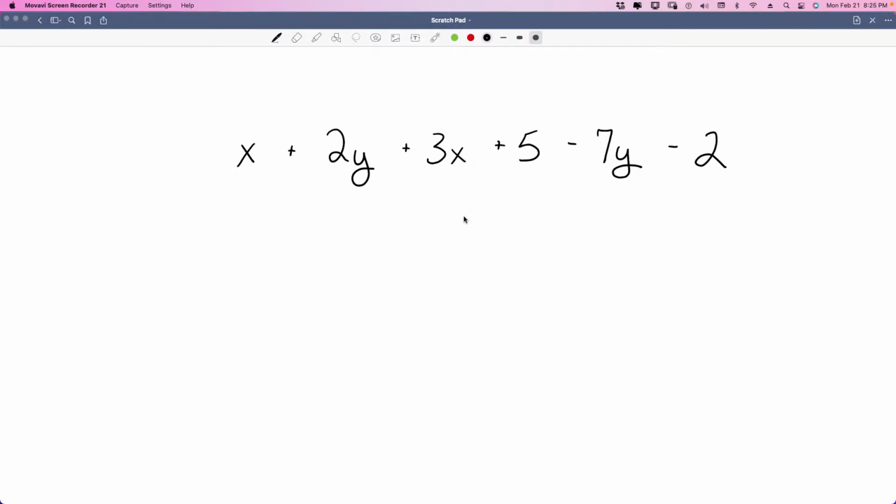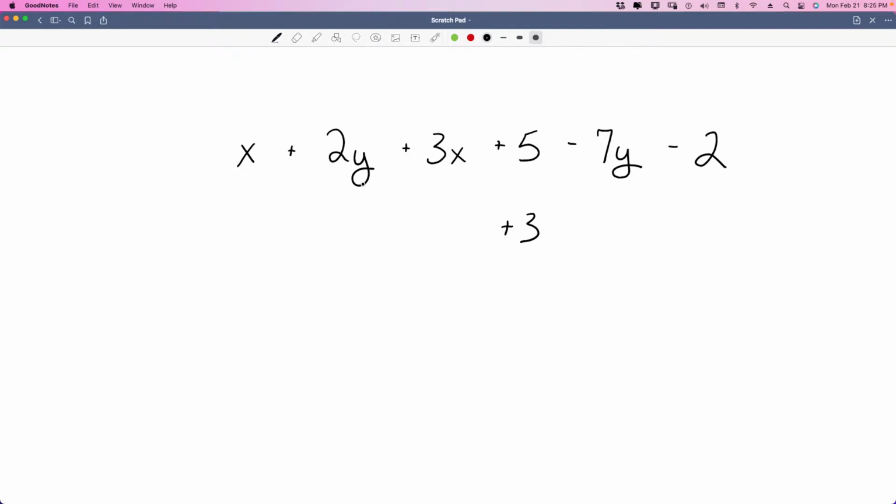But when we look at them, our first instinct is that they're not the same. They're different. This is an x by itself. This is a 2 and a y, a 3 and an x, a 5, a 7 and a y, and a 2. We could combine the 5 and the negative 2 and get a positive 3. So we know we can do that. But what about the others?